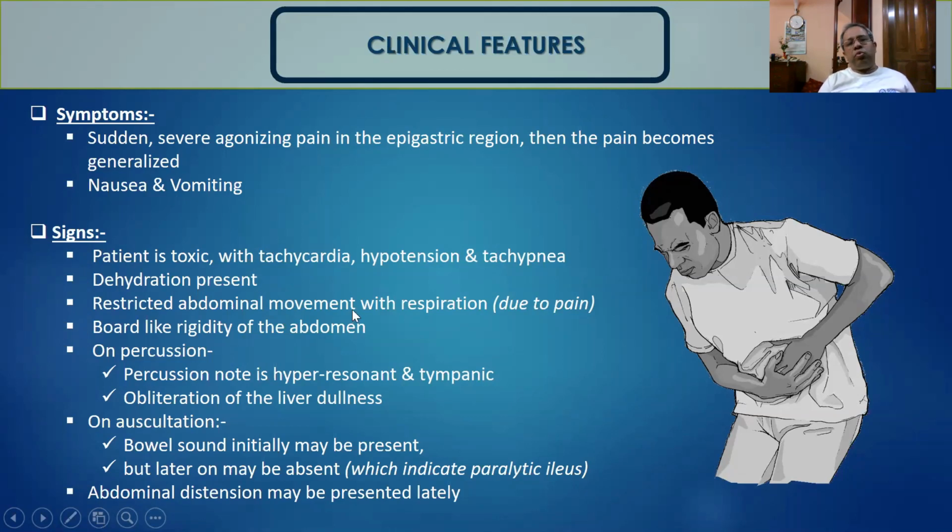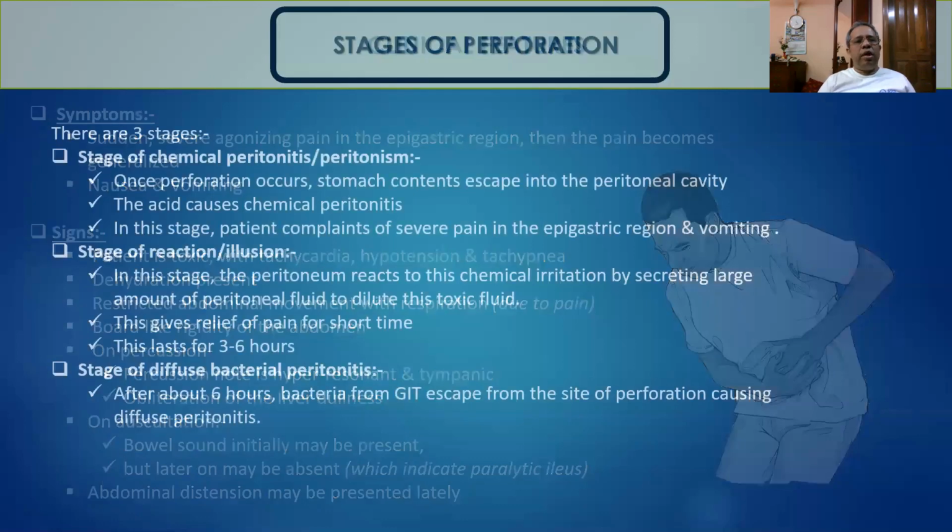There are restricted abdominal movements with respiration due to pain. Board-like rigidity of the abdomen: whenever you palpate, the abdomen is board-like rigid. On percussion, it is hyperresonant and tympanic, with obliteration of the liver dullness. On auscultation, bowel sounds may initially be present, but later on may be absent, which indicates the patient has developed paralytic ileus. Abdominal distension may be present later. These are the clinical presentations.